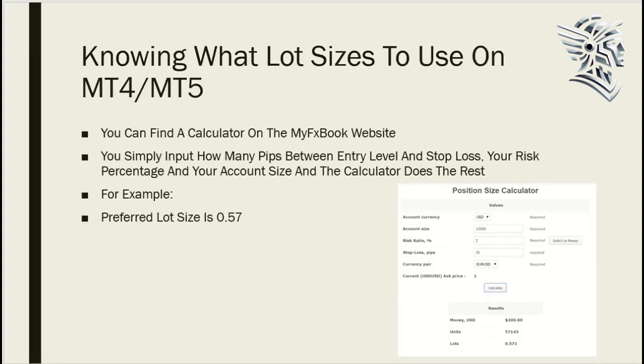So how do you know what lot size to use? Well, once you've measured your stop loss, you should go to the MyFXBook website where you can find a calculator that will do all of this for you. So you simply put in how many pips between your entry level and your stop loss here, your risk percentage there, your account balance there, what currency you're trading with there, and the currency pair you're trading there. You press calculate and it does it all for you. And here's an example of one I took, and it said 0.57 lot size as here.